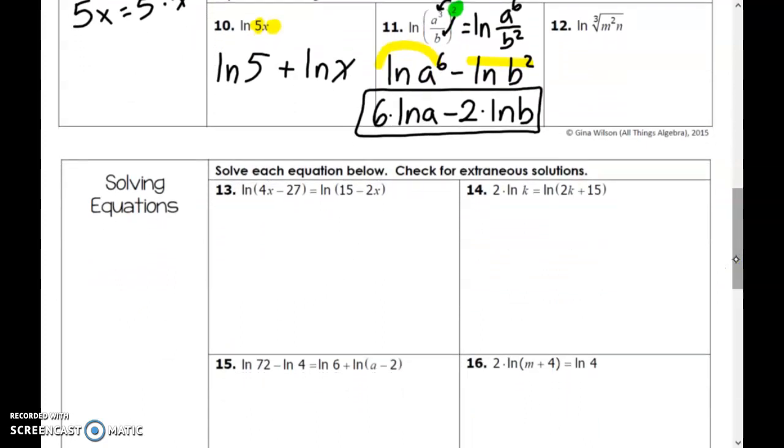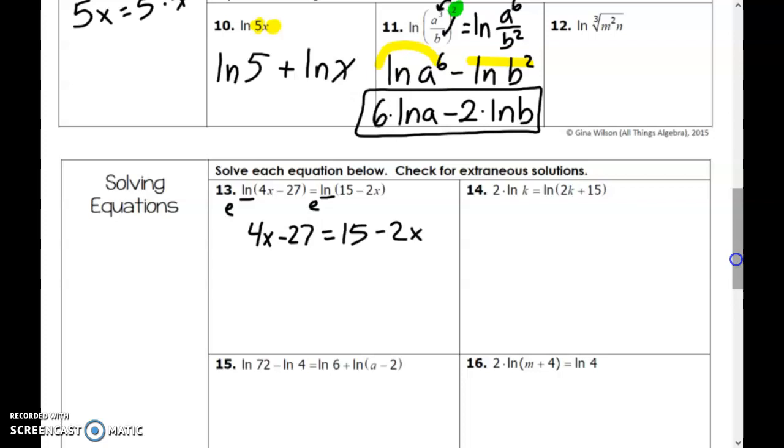All right. Let's do one of these on our backside. So solving for natural logs. Okay, we're going to use the same properties we did before. The only difference now is sometimes we're going to have an e property instead of a regular one. So number 13, since these both have the natural log of both sides, we can drop the log, or you can think of it as raising e to each of those powers, basically canceling those out. So we're left with 4x minus 27 equals 15 minus 2x.